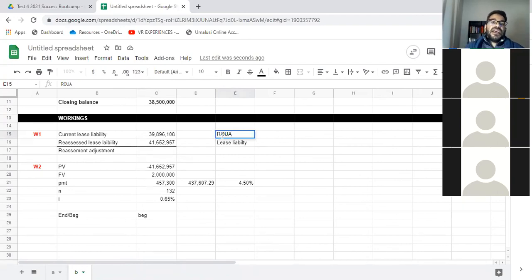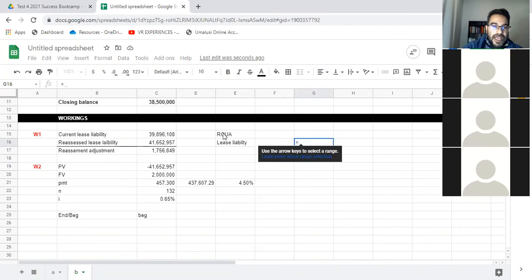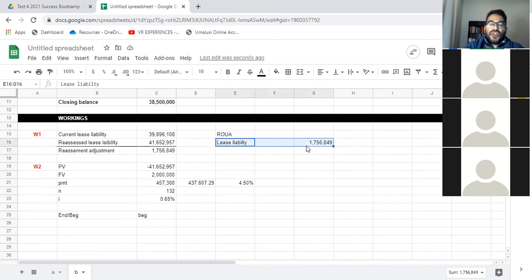But the standard says whatever impacts the other side of the reassessment to the lease liability goes to the right of use asset. So that is why I'm taking it to the right of use asset. So the amount is going to be what the reassessment is versus the previous amount. So it's an increase of 1.7. So the lease liability must increase. A liability increases on the credit side. If you read IFRS 16, it will tell you that the other side of this journal entry must go to the right of use asset.